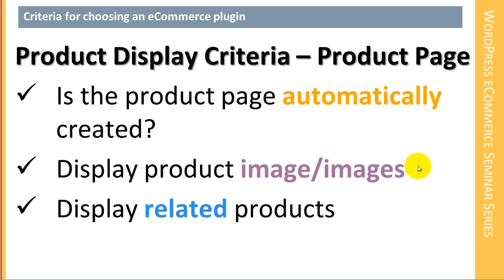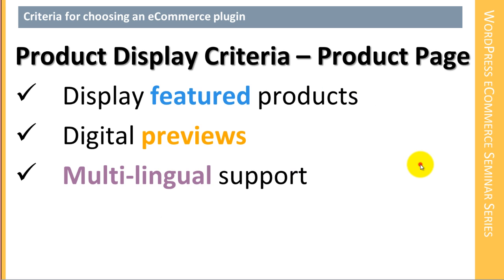Can a product page be set to display related products? Can it be set to display featured products? If you're selling videos or if you're selling audios, can you set it to play a digital preview of the video or the audio? And can the product be set to have multilingual support? This is actually one that I didn't have on my list till this morning when somebody asked that as a question, right? Does your product catalog have multilingual support?